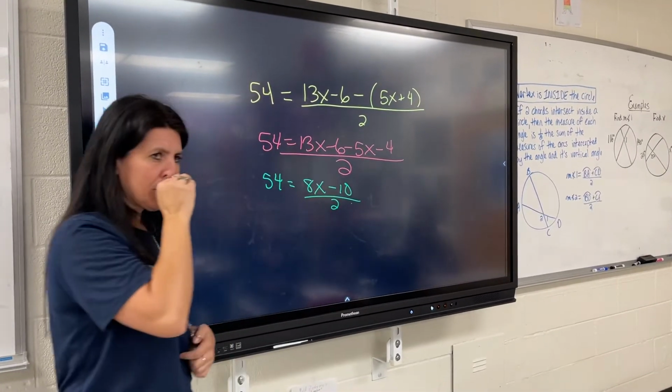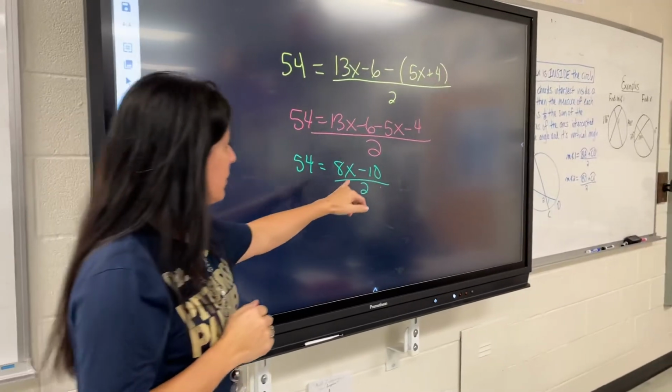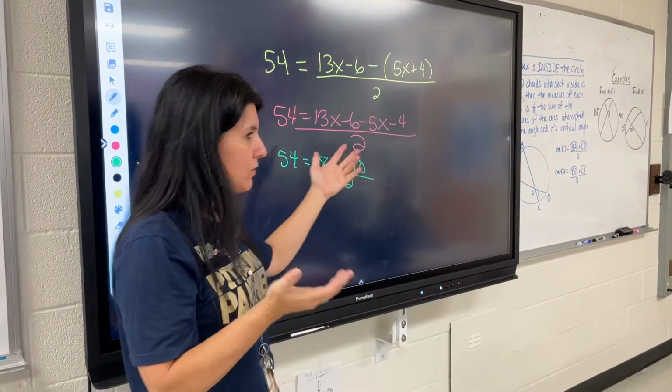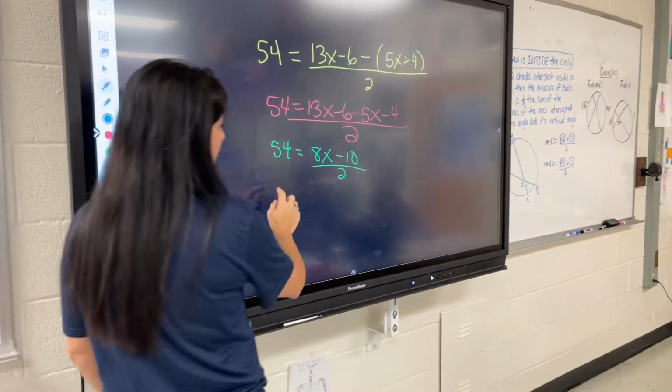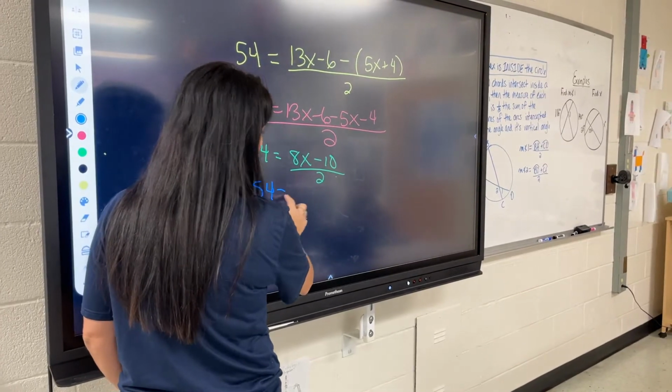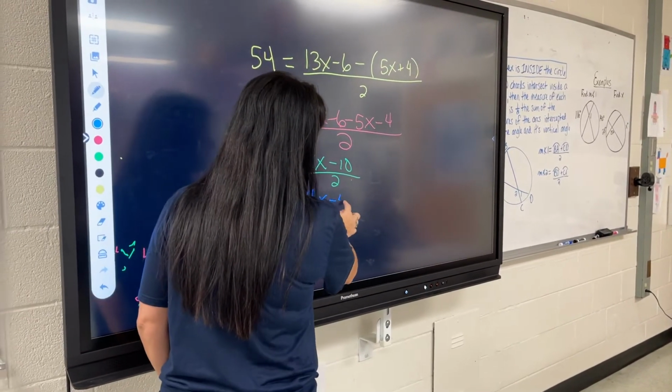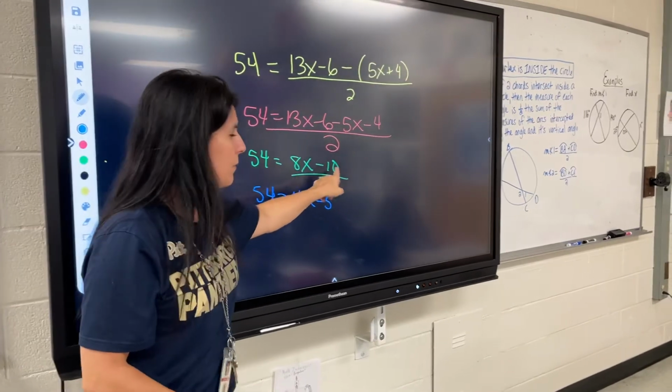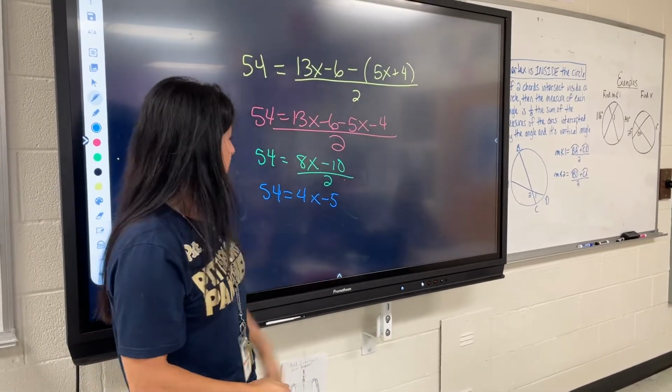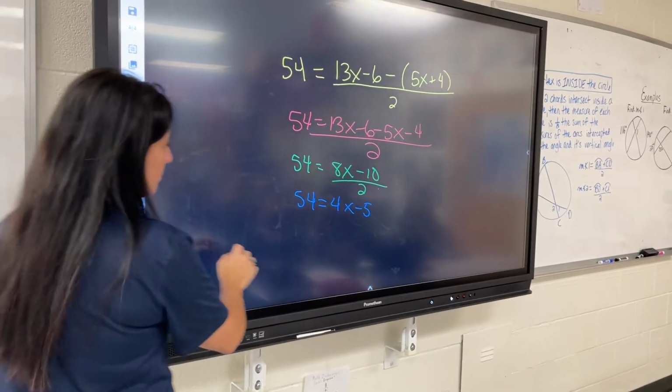At this point, I could multiply by 2. I also could divide both of these terms by 2. It's just preference. I'm going to divide by 2 because that's what makes sense to me. Because remember, that 2 is the denominator for both of these terms. Then I'm going to add 5.